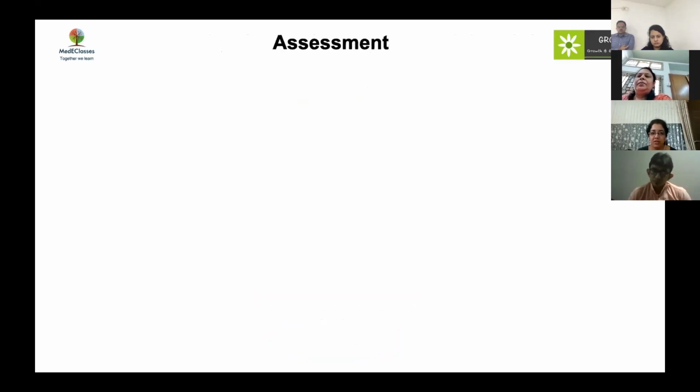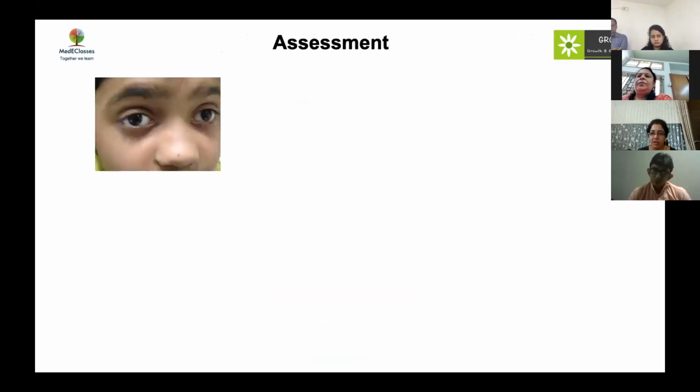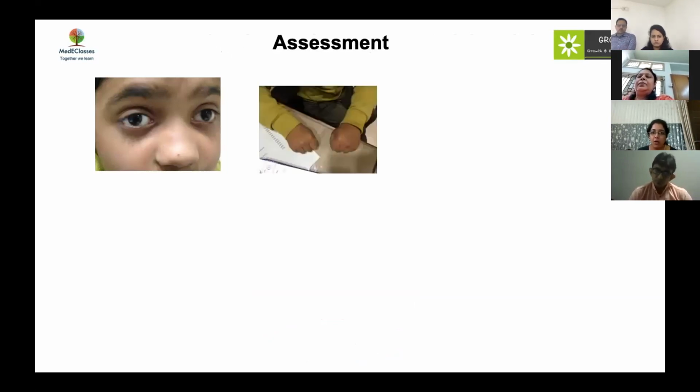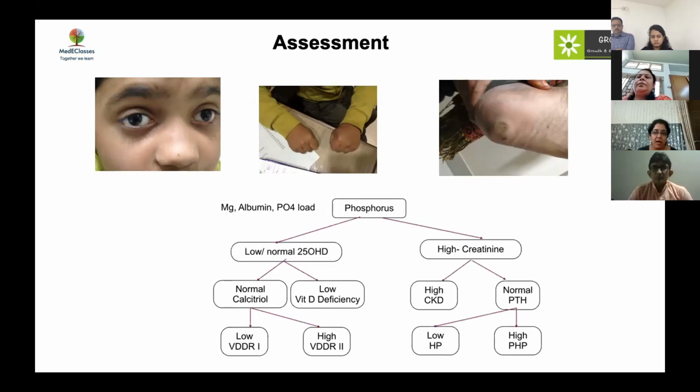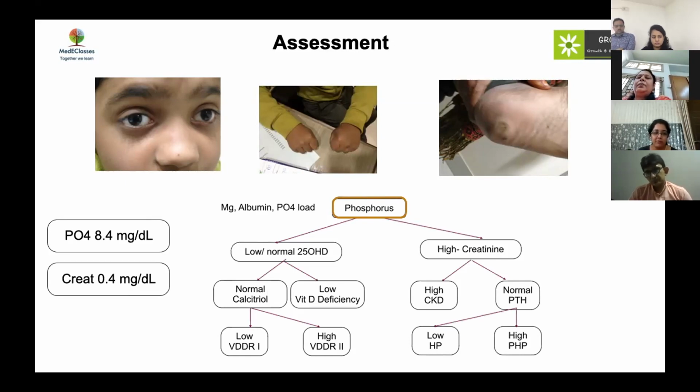So given the scenario, the possibility of pseudohypoparathyroidism increases, and when we clinically examined this boy, he was noted to have cataract. Also, he had brachymetacarpia, as Dr. Anurag sir has already explained how to evaluate, and subcutaneous calcinosis. And if we go by the algorithm which Dr. Pradeep has already discussed, the phosphorus levels were very high in this case. So there was low calcium with high phosphorus.